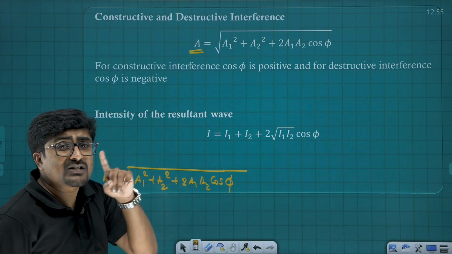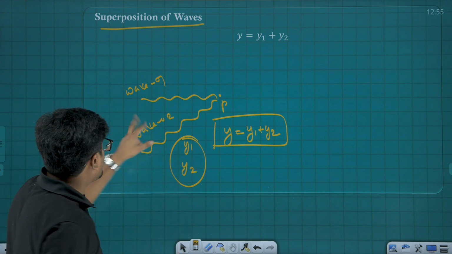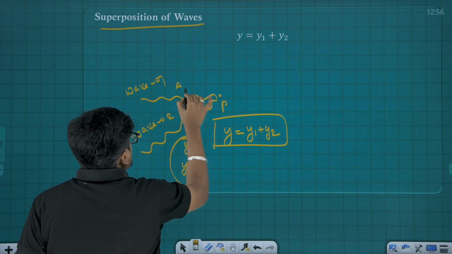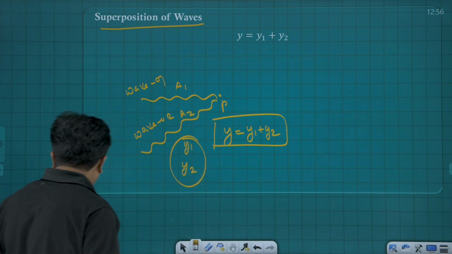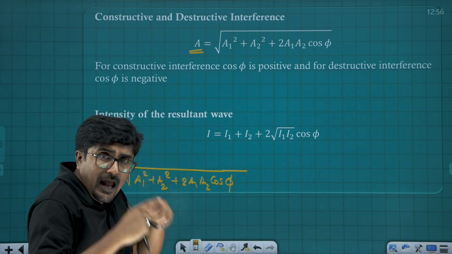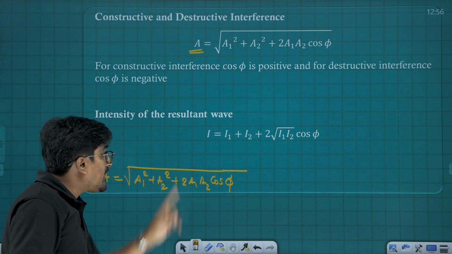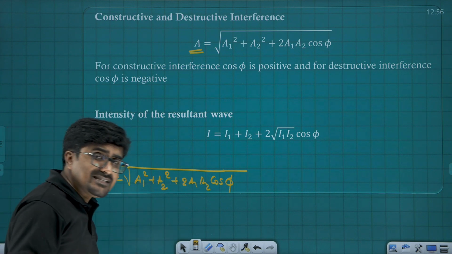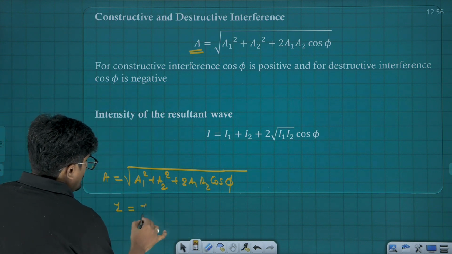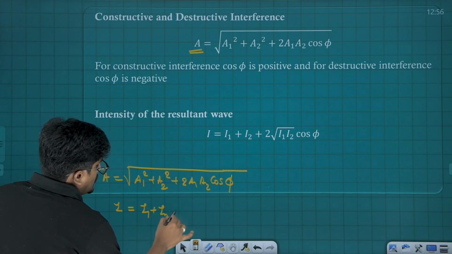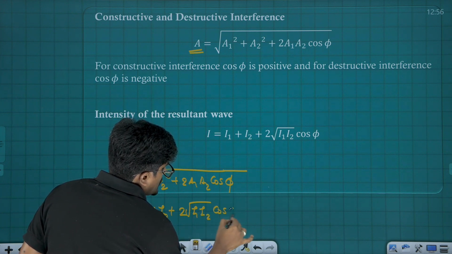Alright, where A1 as well as A2, I told you we were having two different waves, wave number 1 as well as wave number 2. Wave number 1 has an amplitude of A1 and wave number 2 has an amplitude of A2. In that case, the resultant amplitude is going to be A equal to root of A1 square plus A2 square plus 2 A1 A2 cos phi. And what about the intensity? Intensity is going to be I, that's equal to what? I1 plus I2 plus 2 times root of I1 I2 cos of phi.